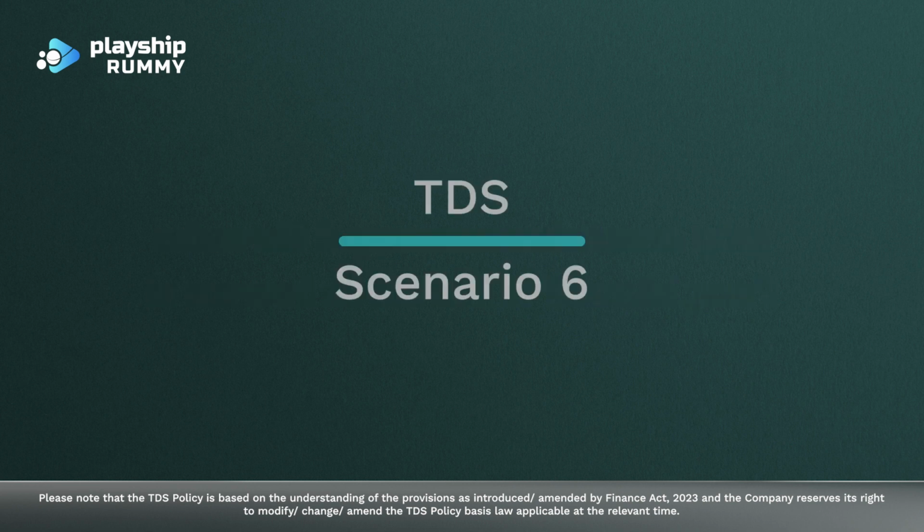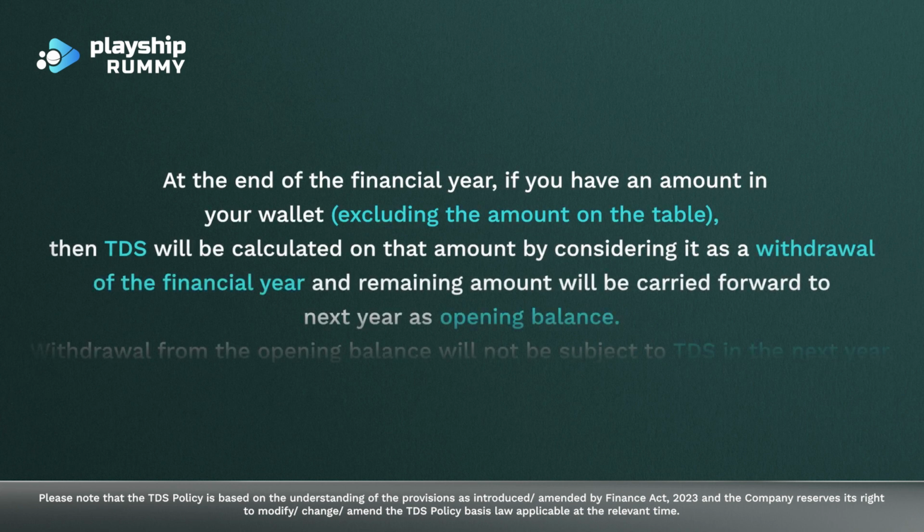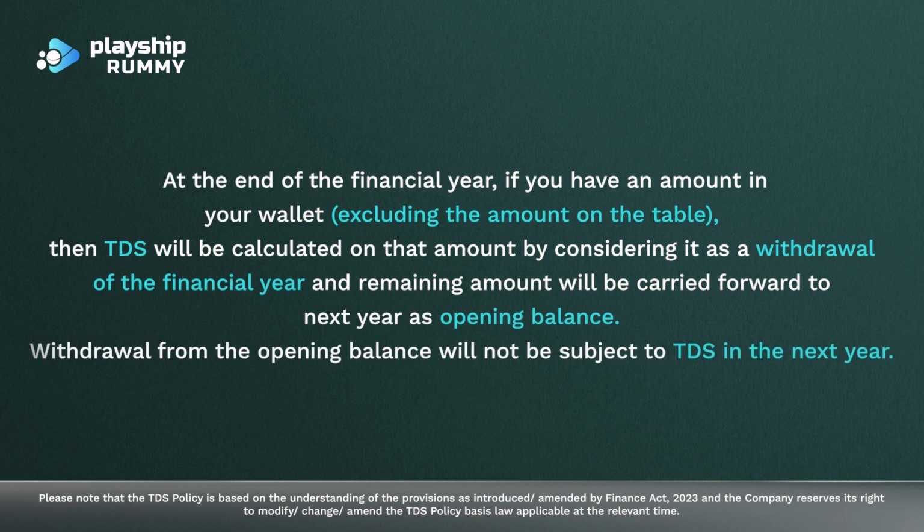Let's see. Scenario 6. At the end of the financial year, if you have an amount in your wallet, that is, excluding the amount on the table, then TDS will be calculated on that amount by considering it was a withdrawal of the financial year, and the remaining amount will be carried forward to next year as opening balance. Withdrawal from the opening balance will not be subject to TDS in the next year.